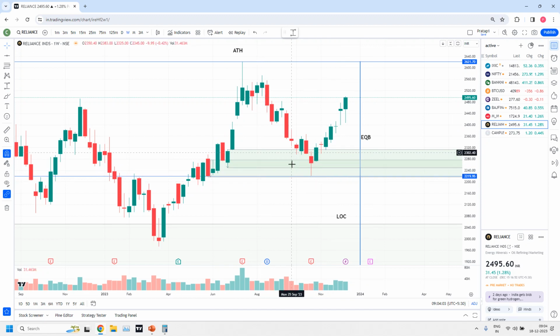Even, let us assume, this wick is slightly below this. Currently it is not below, but if it were slightly below this, then the trend would have been changed. In that scenario, the trend would have been sideways, in case the wick is a little below this. At present it is not there.